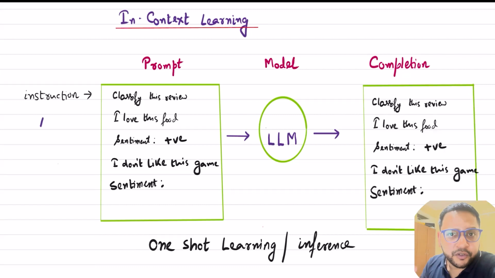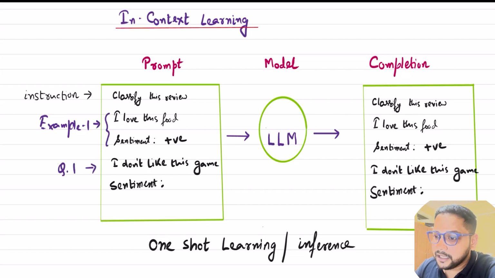The large language model processes it and provides inference, and once it gives you the output, that is called completion. So here the output is coming as negative sentiment. And why is it coming negative?